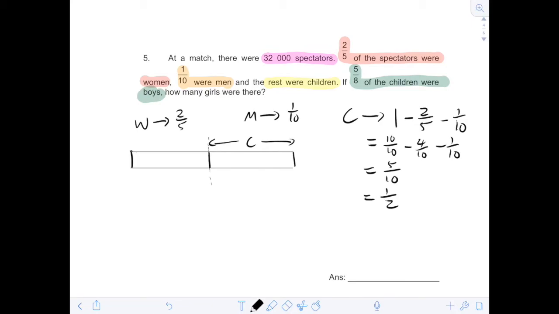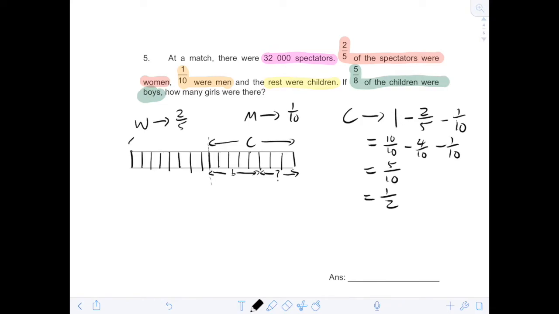5/8 were boys. So now all we need to do is change this into 8 units. And 5/8 were boys: 1, 2, 3, 4, 5. Now they want you to find how much is the girls, which is the remaining here. So basically you want to find what the 3 units over there are. Now take note, every time you split this, you have to make sure that you split the rest equally as well. So this one you also got to split into 8 units.